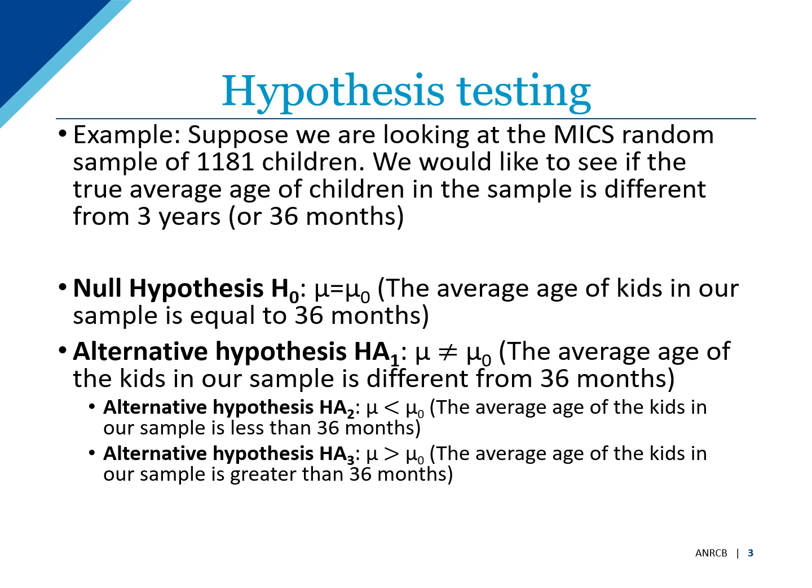Suppose that we are looking at the 10% random sample of mixed data containing 1,181 children, and we want to know if the true average age of children in the sample is different than 3 years of age or 36 months. To do this, our null hypothesis would be that the sample mean is the same as 36 months, and our alternative hypothesis is that the mean of our sample is different than 36 months.